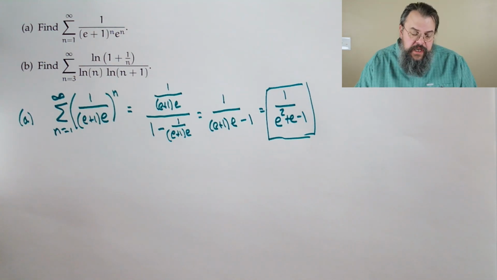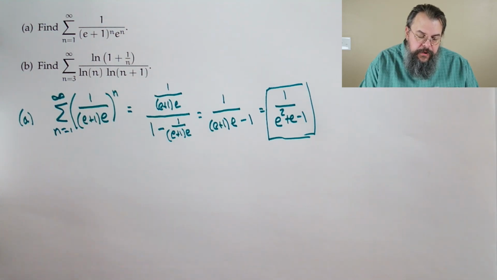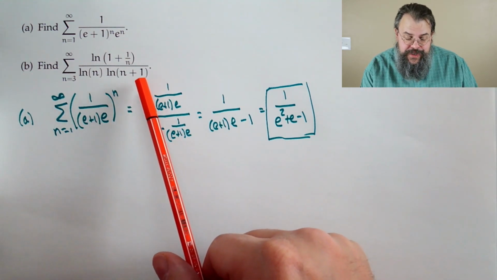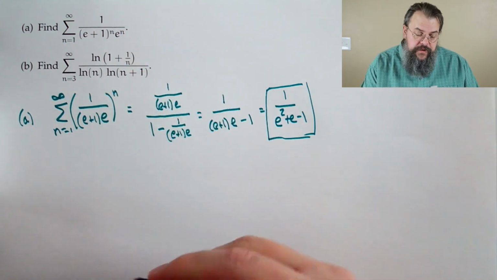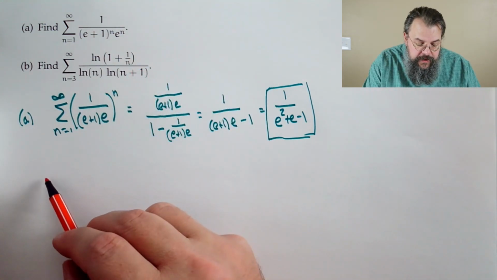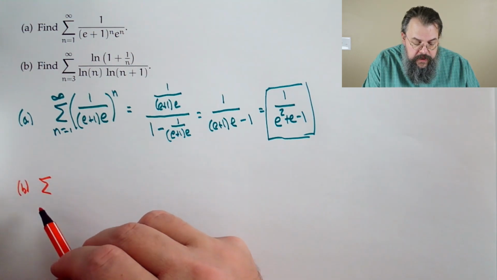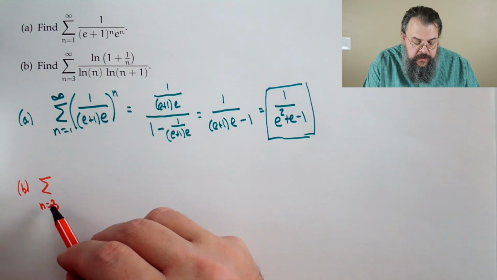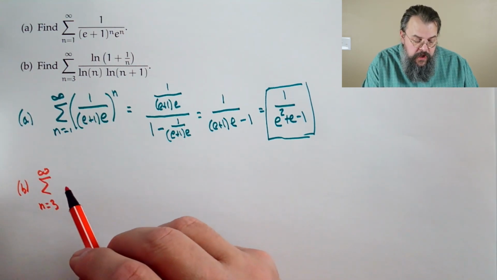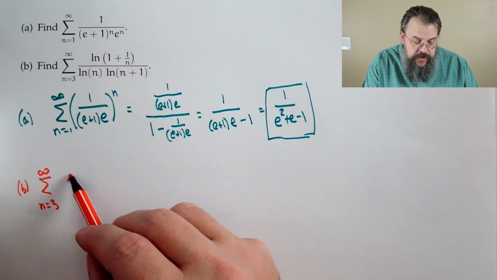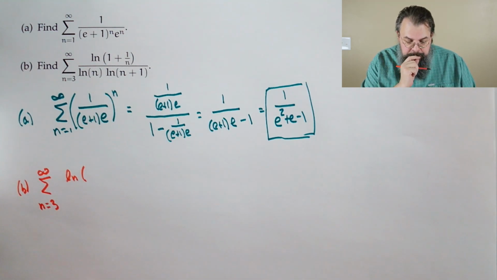Okay, so for part B, now we have to find that sum. This one is definitely not geometric because it's not n in the exponent. So it's got to be something else, and because we're asked to find it, it could be telescoping. That's usually the only two options, right? Or, well, there's another option, but we'll save that for another day.